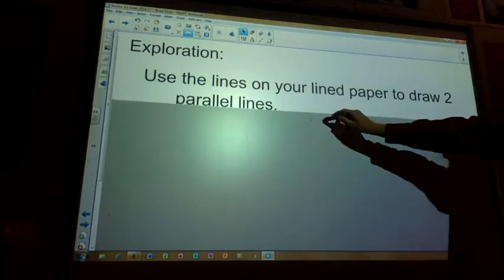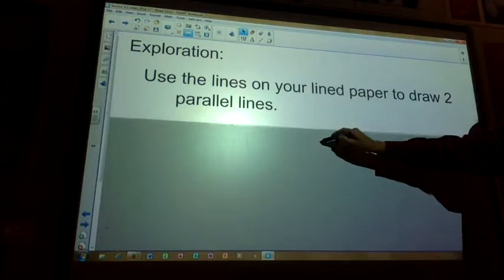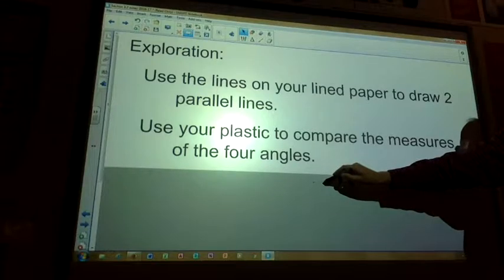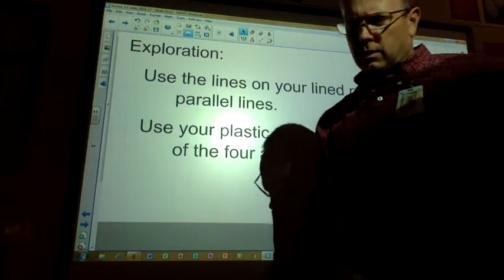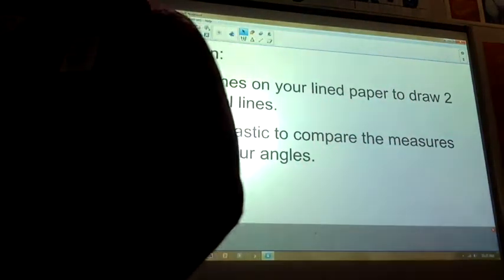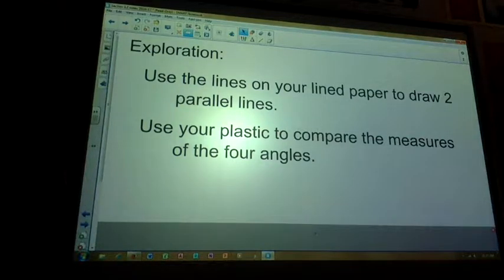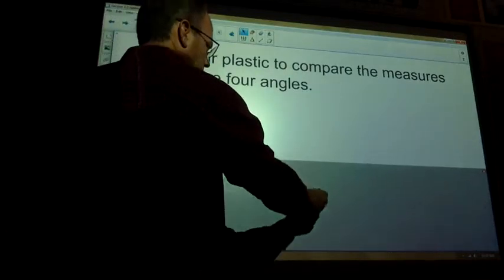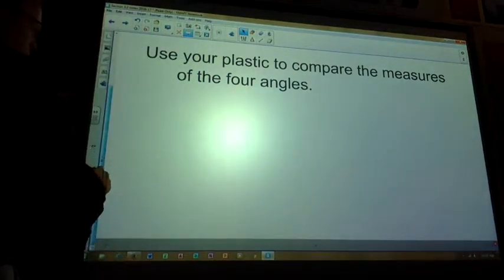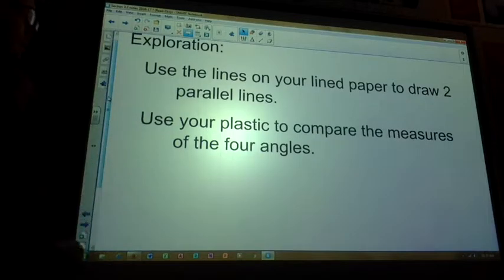Exploration. Oh, okay. Use the lines on your line paper to draw two parallel lines. Use your plastic to compare the measures of the four angles. What's your plastic? Is that your compass? Is there something else on this thing that I'm not seeing? Oh, okay.